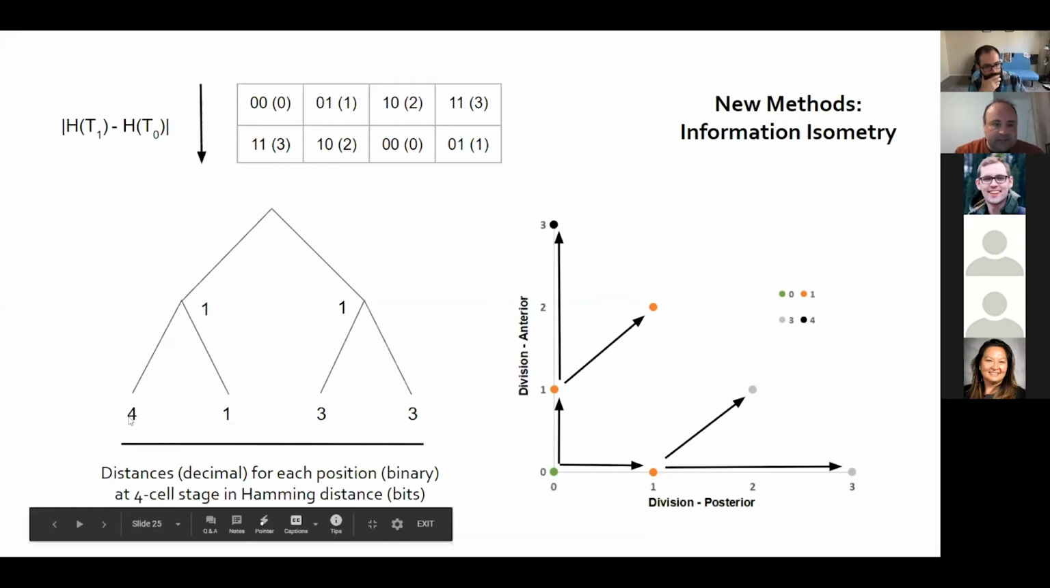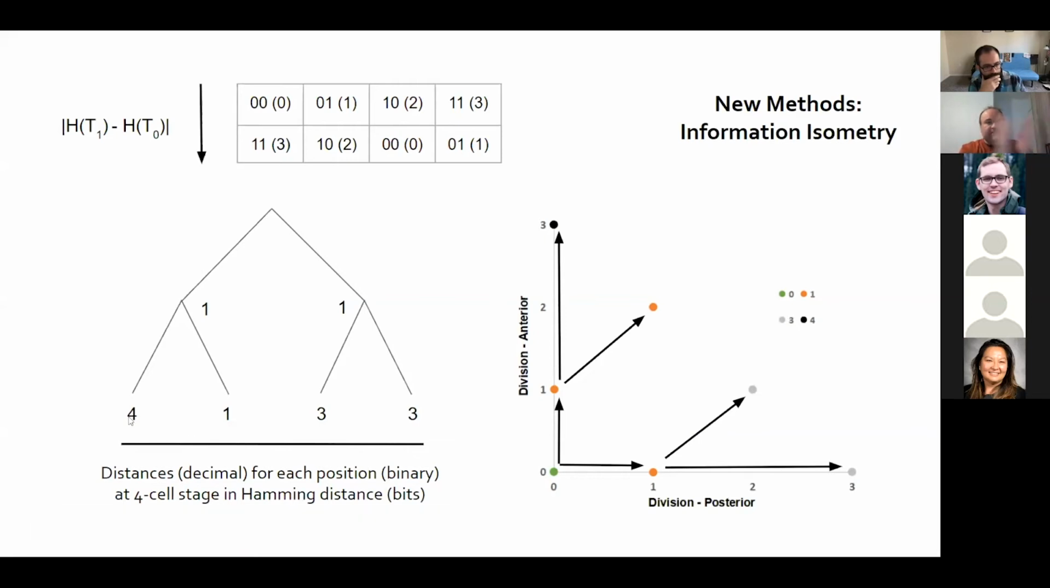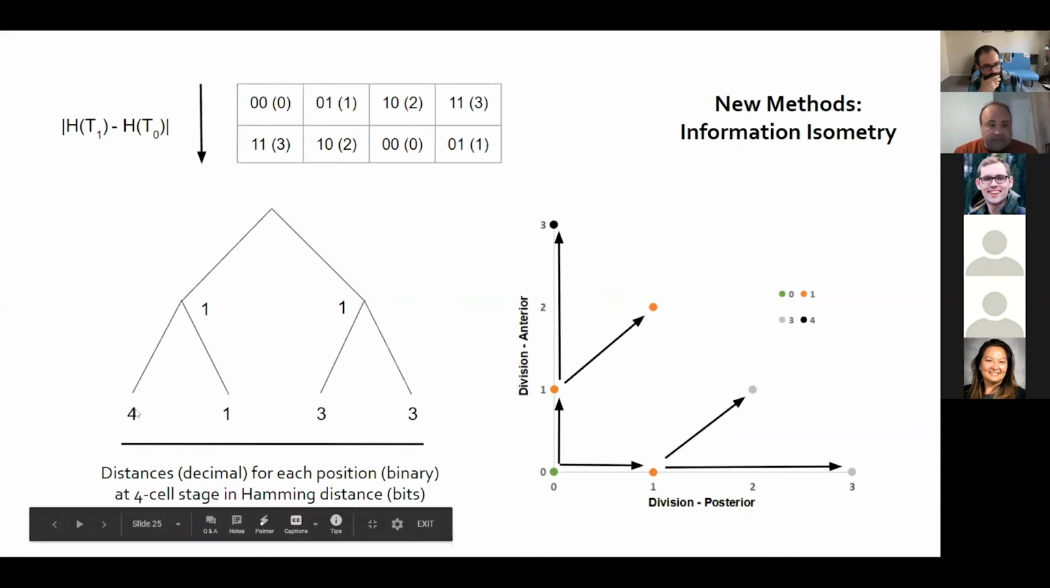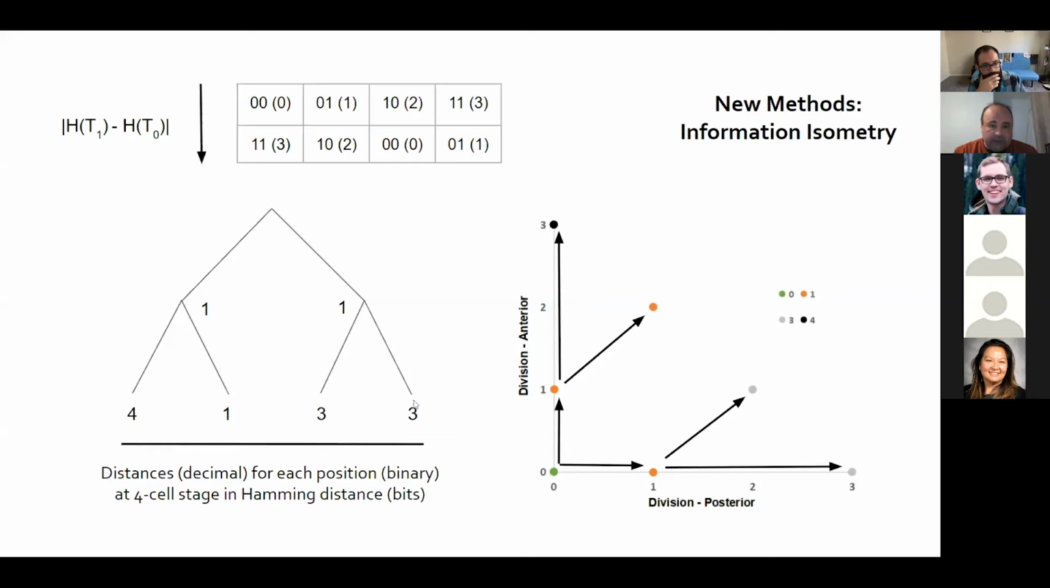If we compare two trees, and I just picked an example, in this case this node in one tree is the node over here in another tree, so it's a distance of 4. In this case, this node in one tree is over here in another tree, so it's a distance of 1. You get these numbers, and it's a Hamming distance between the two trees.